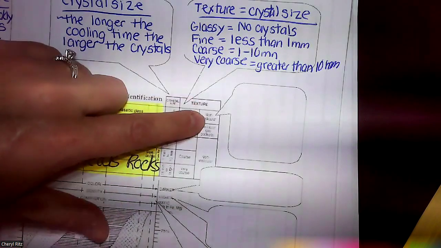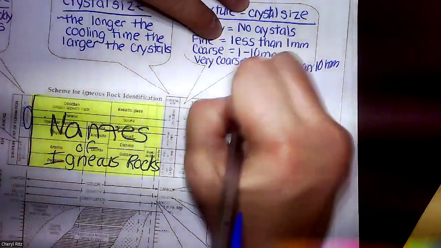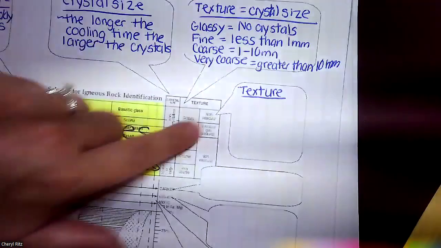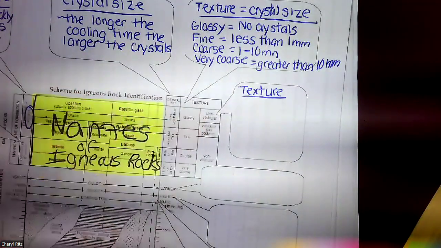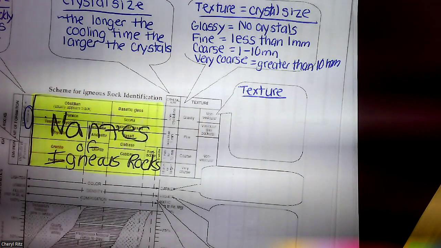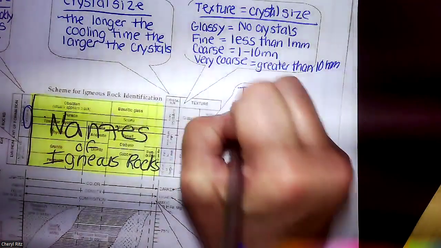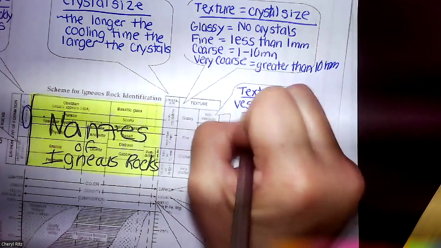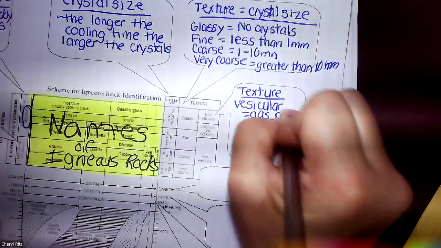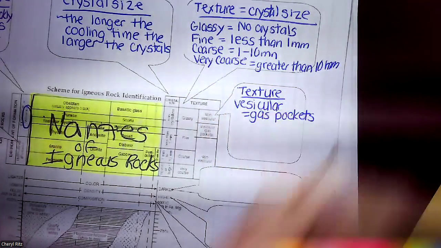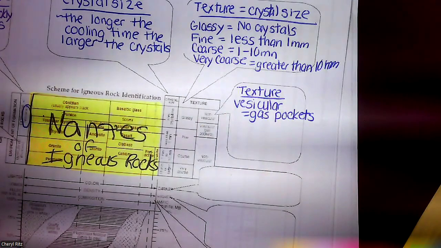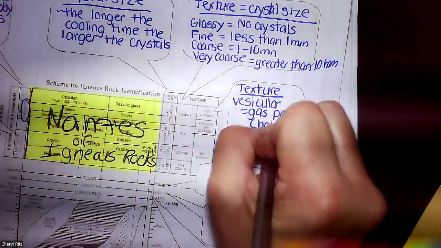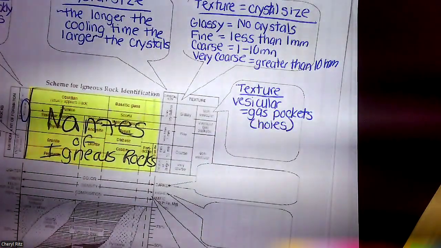Continuing on with that, there is another box for texture. So texture continued. And here our choices are non-vesicular and vesicular. Underneath the word vesicular, do you see a parentheses? And what does it say? Vesicular equals gas pockets. So these gas pockets or holes, you get a rock and it's full of holes.